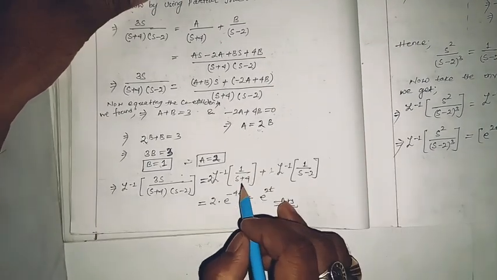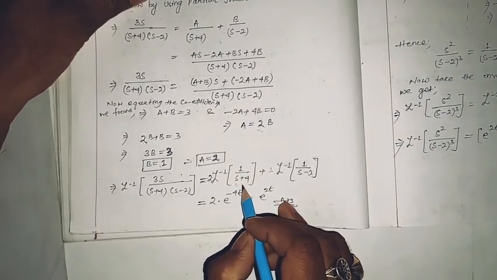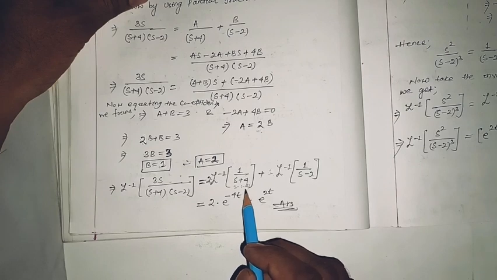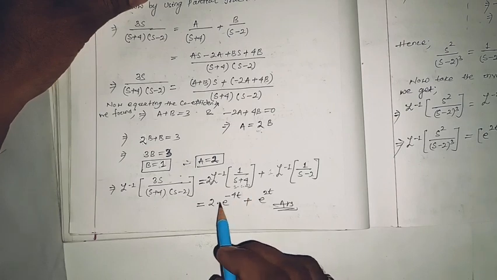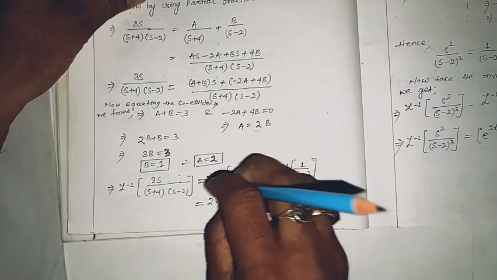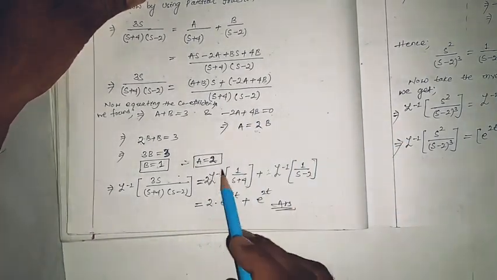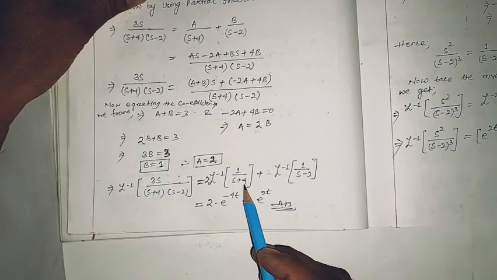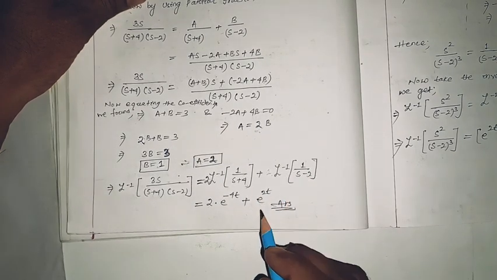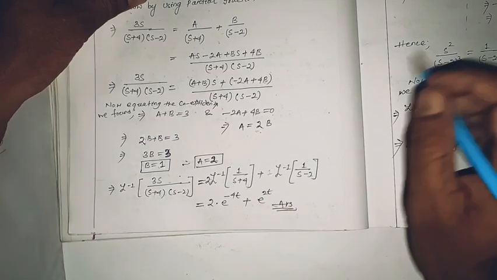So here this is nothing but s minus of a, where a is minus 4. We know that the inverse Laplace transform of 1 by s minus a is e to the power at, so a is minus 4. So 2 is already there, into e to the minus 4t, will be the answer of the inverse Laplace transform of 1 by s plus 4. Likewise, the inverse Laplace transform of 1 by s minus 2 will be e to the power 2t. So this will be the answer.